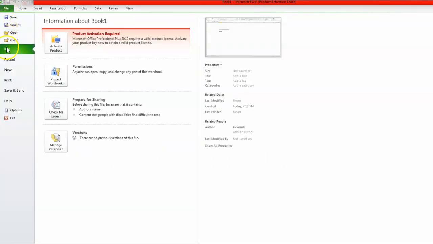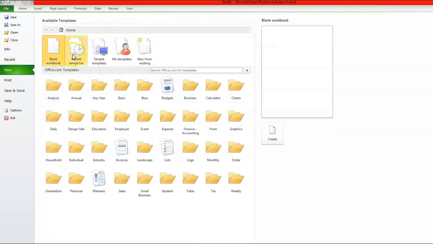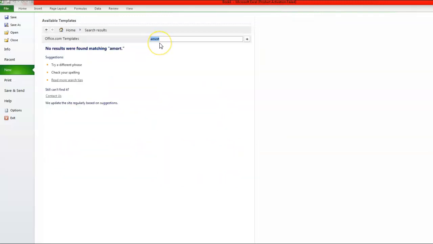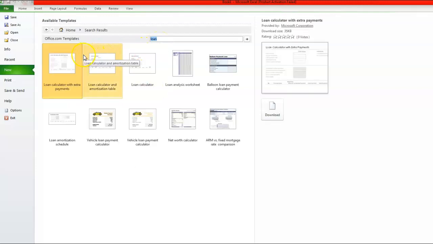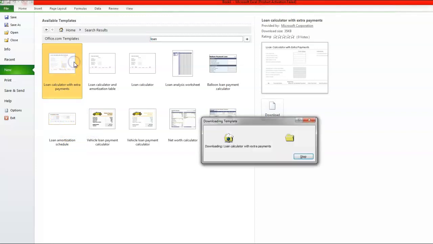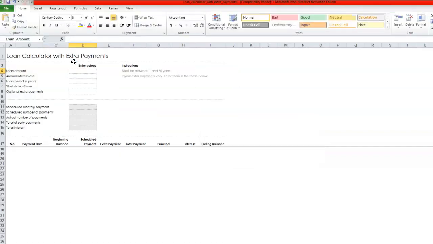If I go to File, I can open up a new document. I'm going to search for a template and just abbreviate loan amortization calculator with extra payments, or a regular loan amortization schedule. So now, let's take a quick look at what we've got.